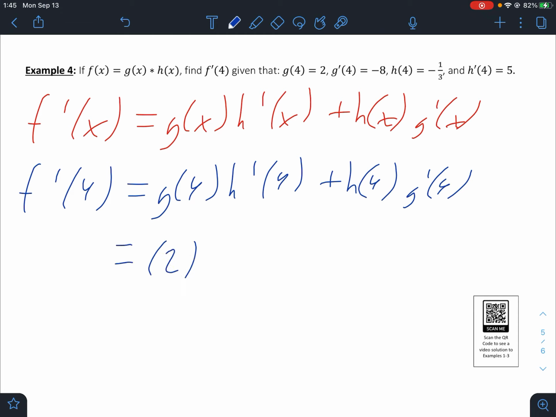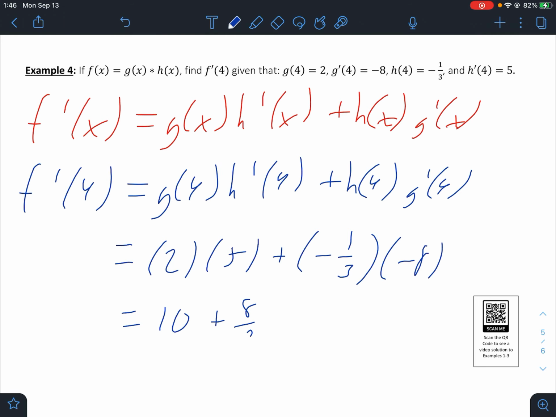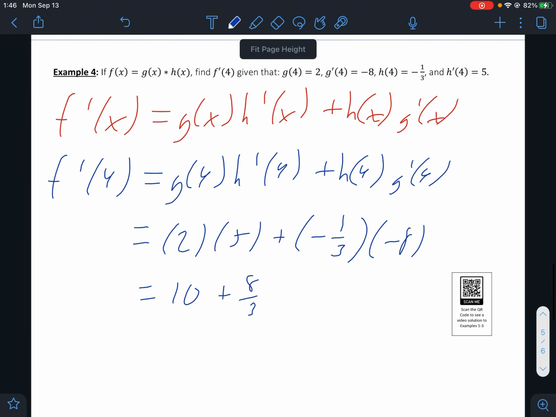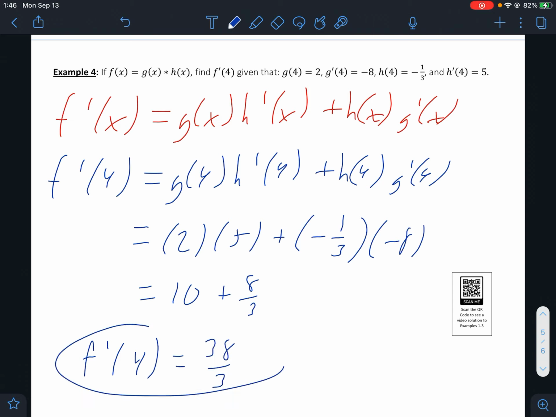G of 4 is 2. H prime of 4 is 5. H of 4 is negative 1/3. And G prime of 4 is negative 8. So that gives us 10 plus 8/3, which is 30/3 plus 8/3, or 38 over 3.